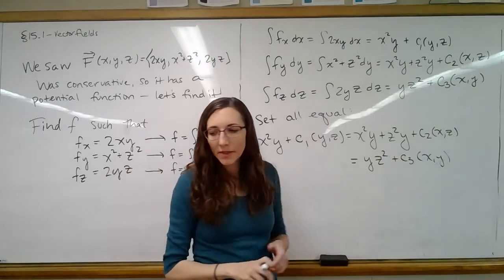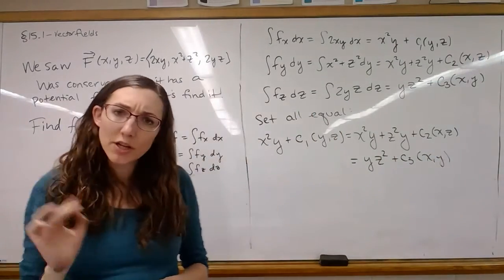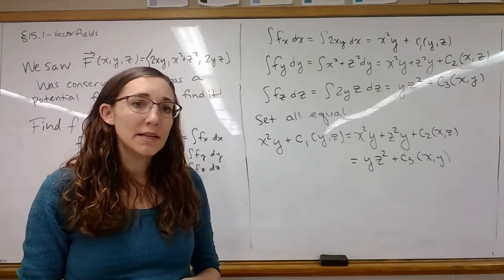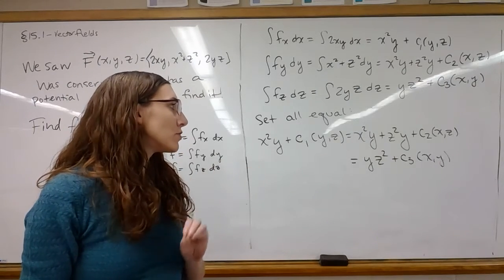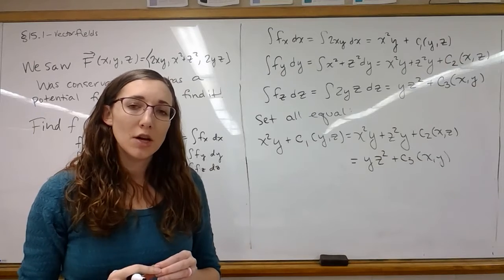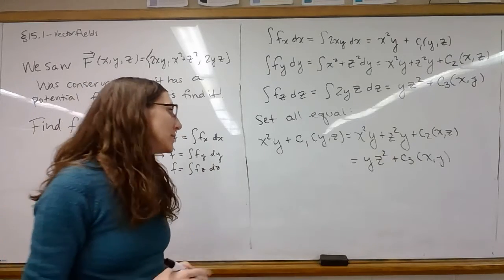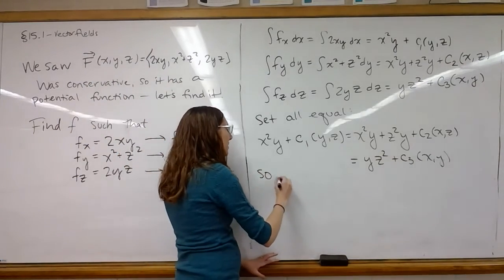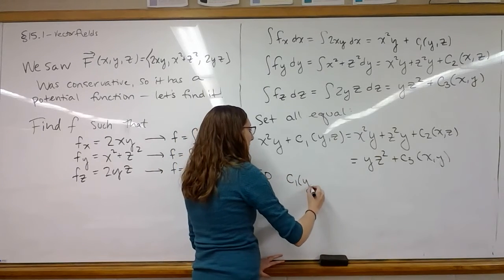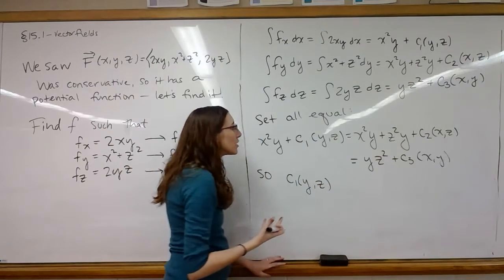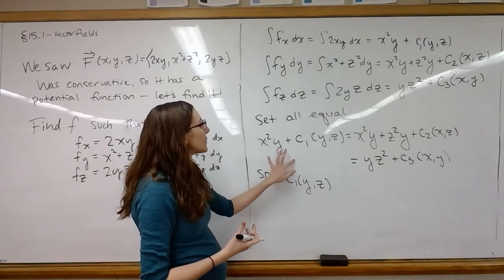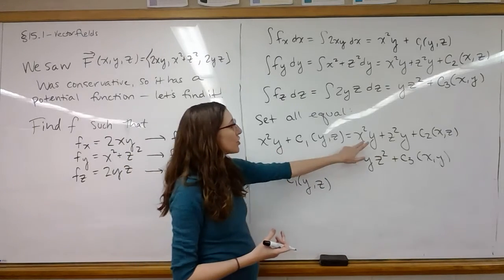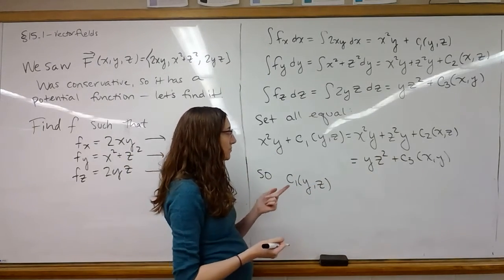And what we're going to do at this point is just compare each of these to figure out what each of those constant functions need to be. So all three of these equations need to be equal to one another. So let's take a look at, for instance, c1 of yz. And we need to look for what's missing from this first equation that shows up in these second equations.